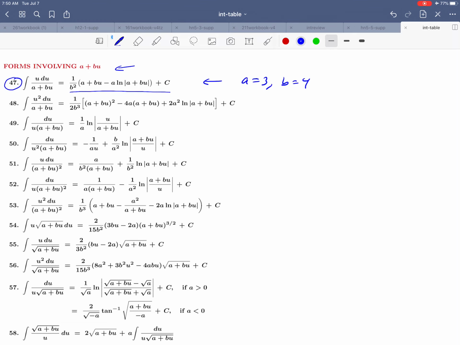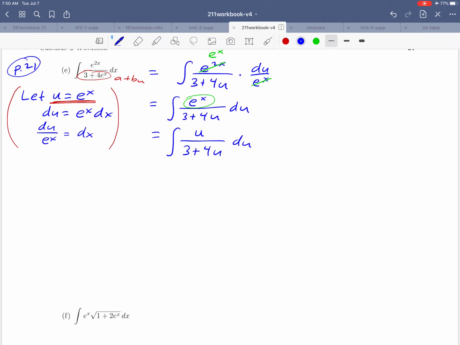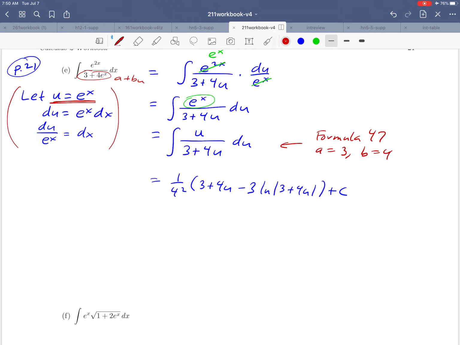Okay, so we'll go back to the previous page and just write that antiderivative down. Filling in the 3 and the 4 for the a and the b, here's what we're going to get: 1 over 4 squared, times 3 plus 4u, minus 3 ln absolute value of 3 plus 4u, plus c. And I'm going to remind you where this came from. This is formula 47 with a equals 3 and b equals 4. That's where we got this antiderivative.